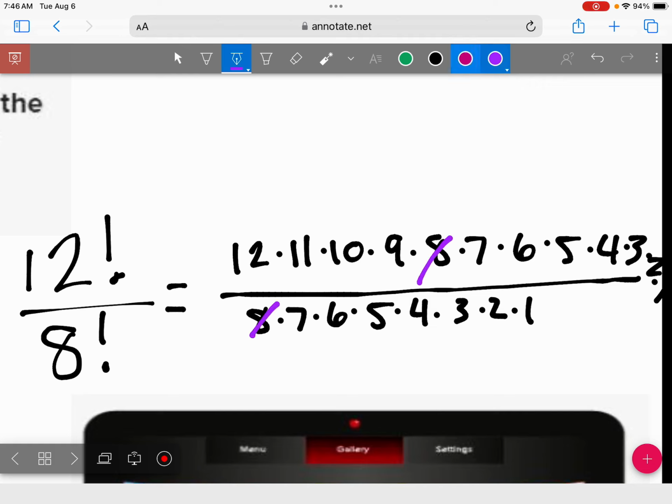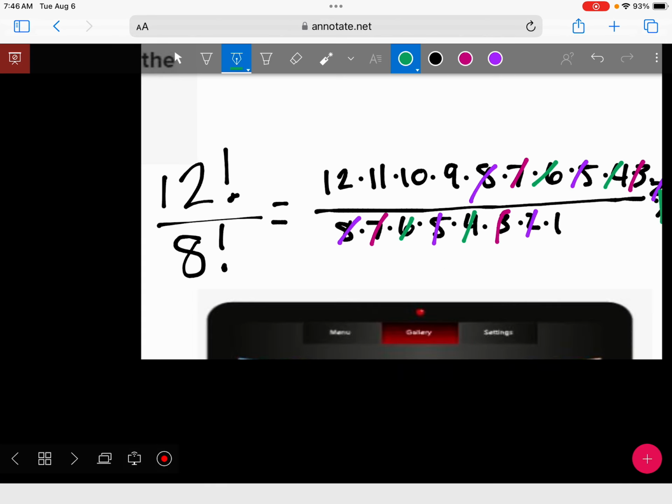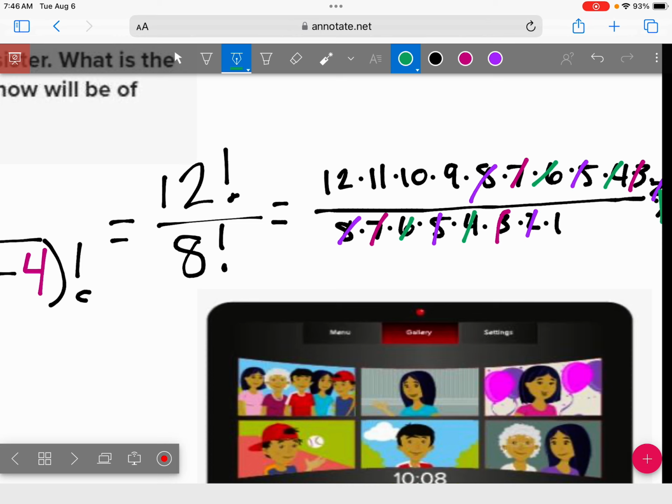The 8s cancel out, the 7s cancel out, the 6s cancel out, the 5s cancel out, the 4s cancel out, the 3s cancel out, and so on and so forth. So all we're left with is 12 times 11 times 10 times 9 to find our number of options here. So we don't have to do all of 12 factorial over 8 factorial. You can, absolutely fine. And if your calculator has a factorial button, that makes it easy. You'll get the same exact answer.